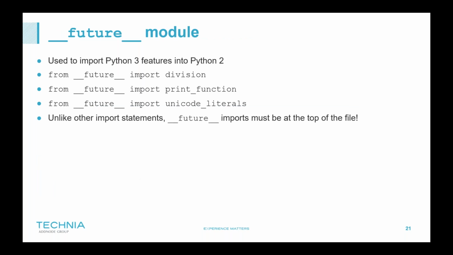I mentioned the future module regarding printing and division, so just some quick notes about that. There are also some other features that we can import from the future module, such as the handling of Unicode versus byte strings. And there are also some more advanced features that I will not mention here, but it's good to know. And the future import statement is a bit special compared to other import statements because future imports must be at the top of the file. It cannot be after any other commands except for other import commands.